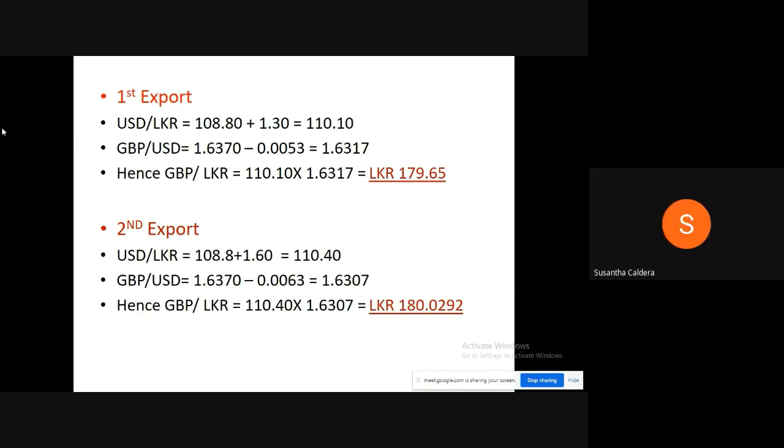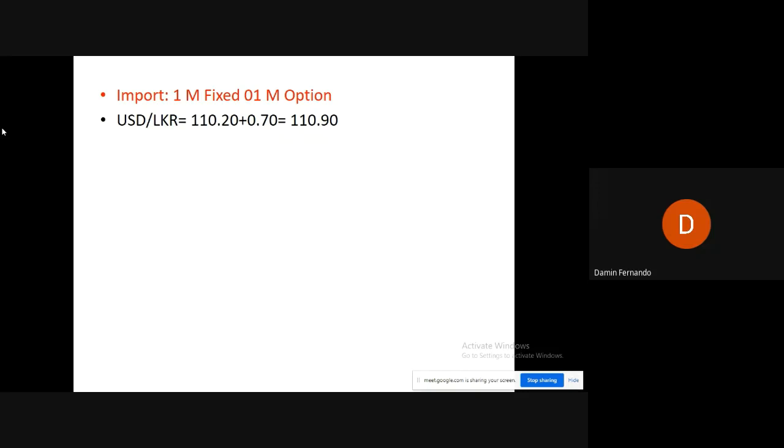Very good. Then now comes the import. Import, are we taking the selling rate or buying rate? Selling rate. What is the dollar LKR selling rate? 110.9. 110.9. GBP US dollars? 1.6469. Okay.